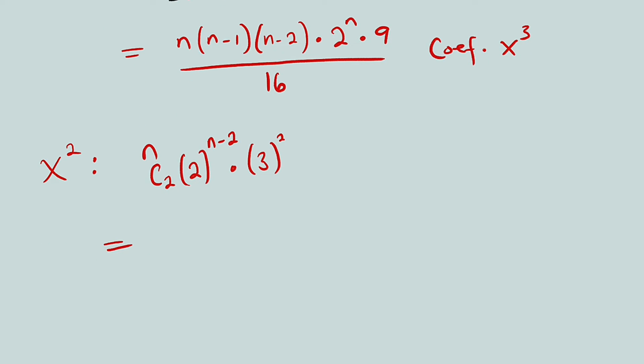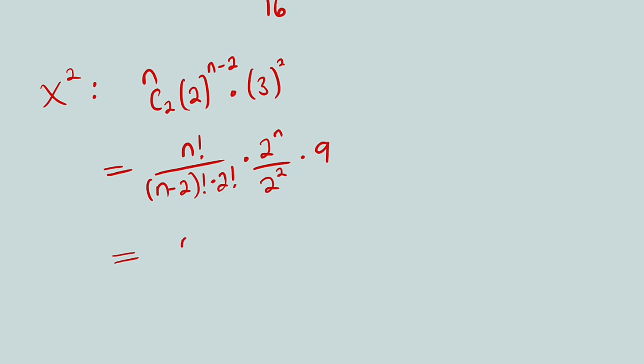This will be equal to n factorial divided by (n minus 2) factorial, then multiplied by 2 factorial, multiplied by 2 to the power of n minus 2, which is also 2 to the power of n divided by 2 to the power of 2, then multiplied by 3 to the power of 2, which is 9. So multiply by 9.